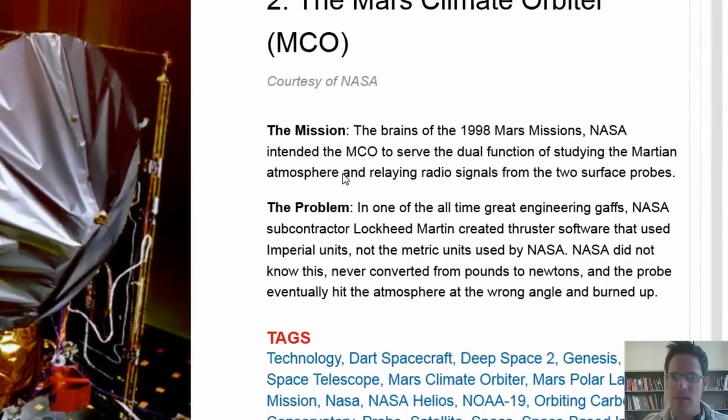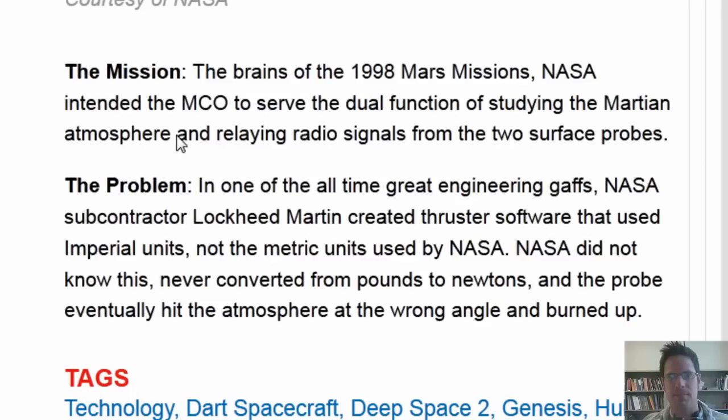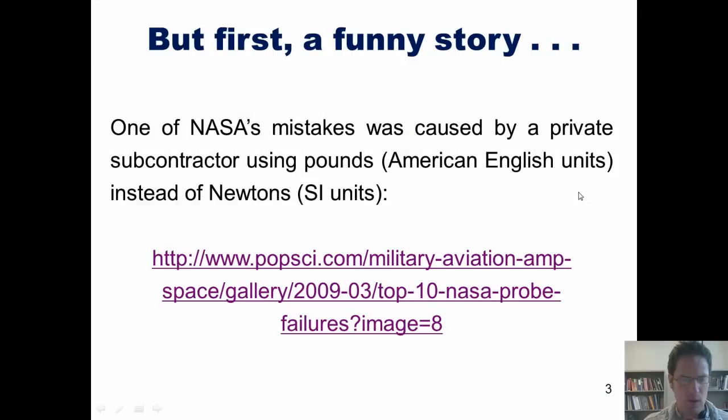Quote, "The brains of the 1998 Mars missions, NASA intended the MCO, the Mars Climate Orbiter, to serve the dual function of studying the Martian atmosphere and relaying radio signals from 2 surface probes. The problem: in one of the all-time great engineering gaffes, NASA subcontractor Lockheed Martin created thruster software that used imperial units, not the metric units used by NASA. NASA did not know this, never converted from pounds to newtons, and the probe eventually hit the atmosphere at the wrong angle and burned up. One of the saddest things about this mistake was that it probably wasted millions of taxpayer dollars.